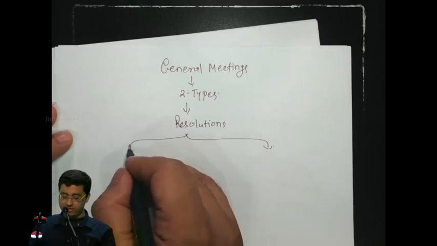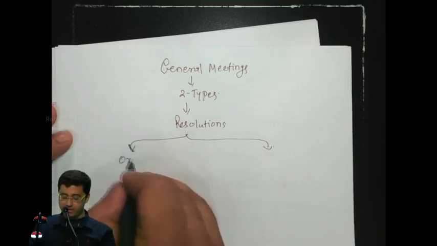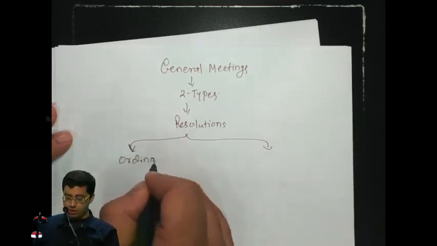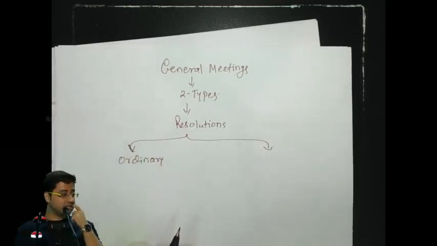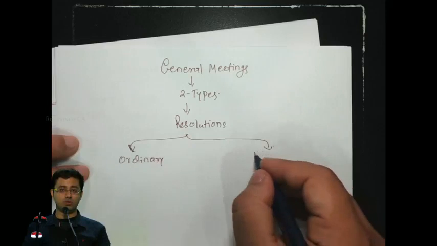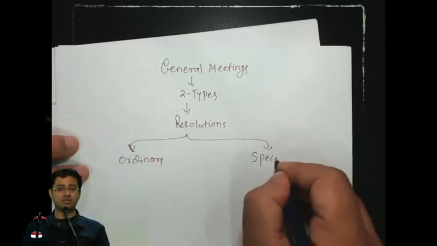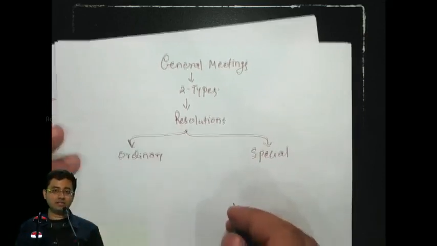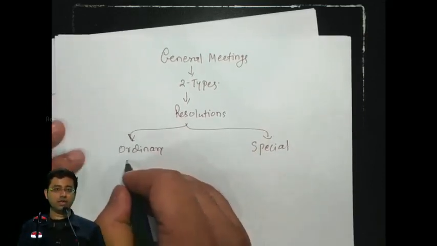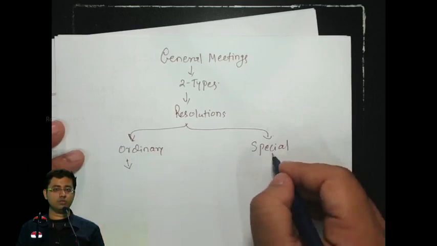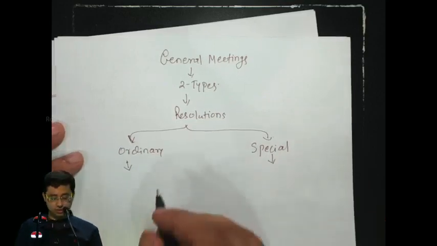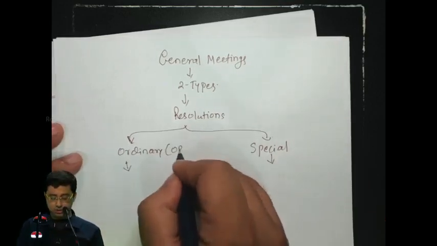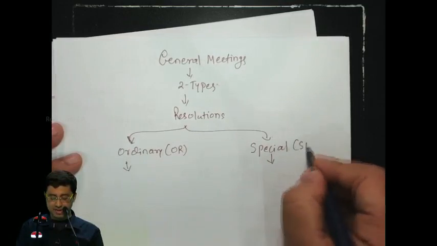If the business that you are transacting is an ordinary business, then it just needs an ordinary resolution. But if you are transacting something as a special business or extraordinary business, then it needs a special resolution. So a resolution can be either an ordinary resolution or a special resolution. Ordinary resolution means OR, special resolution means SR.